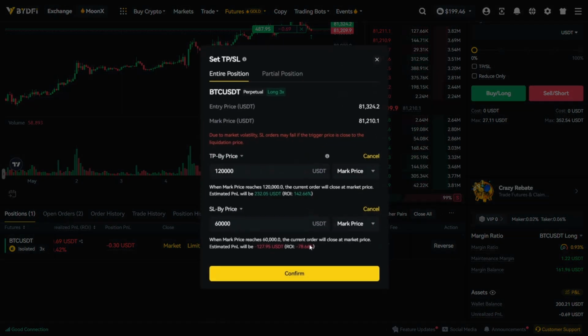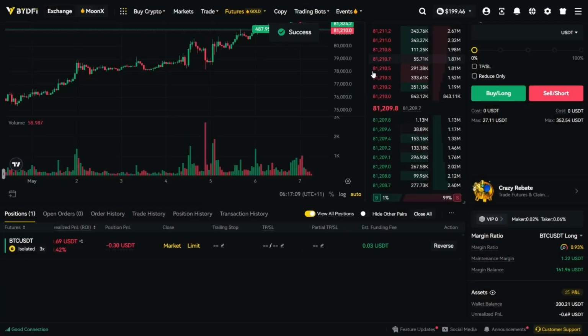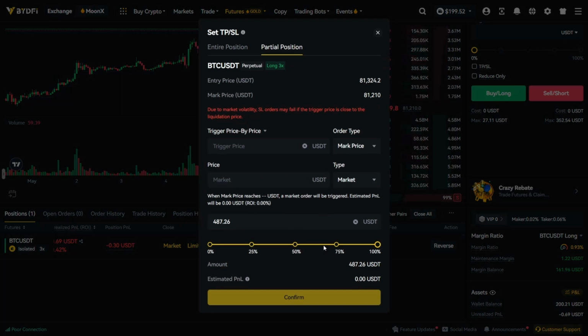And again, clicking on this icon is where we can edit or cancel both of our orders. Next, we're going to go through adding a partial take profit and stop loss. We can now see we can include how much of our position we want to include in the order.